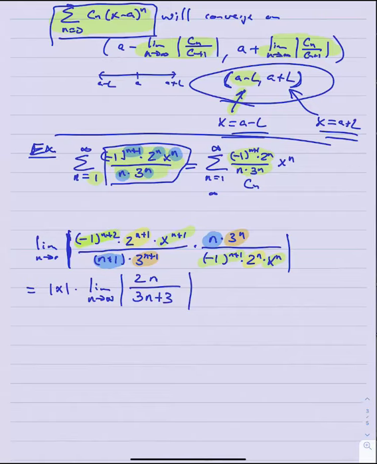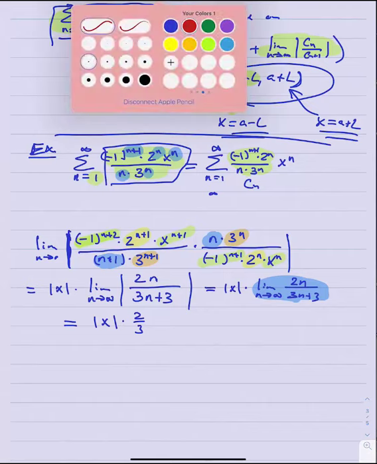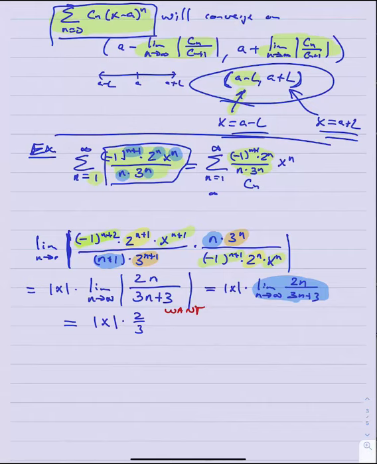Since n is greater than or equal to 1, I know those absolute values aren't needed anymore. So I'm really just looking at absolute value of x times limit n goes to infinity of 2n over 3n plus 3. I know that this limit is 2/3. So that means my ratio test limit is equal to absolute value of x times 2/3. Okay, again, the game here is to make that limit less than 1. So basically, I'm going to set the result of this limit less than 1 and then solve for x. And if I do that, of course, what I get immediately is that the absolute value of x is less than 3/2.